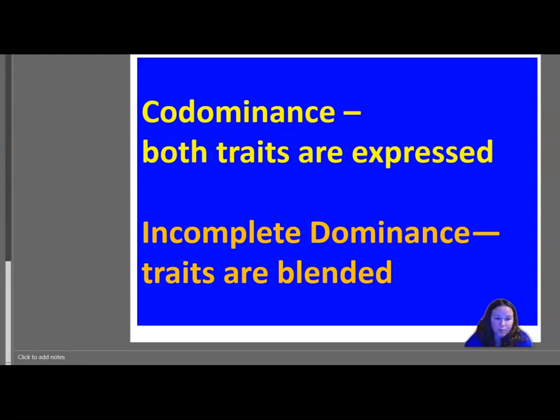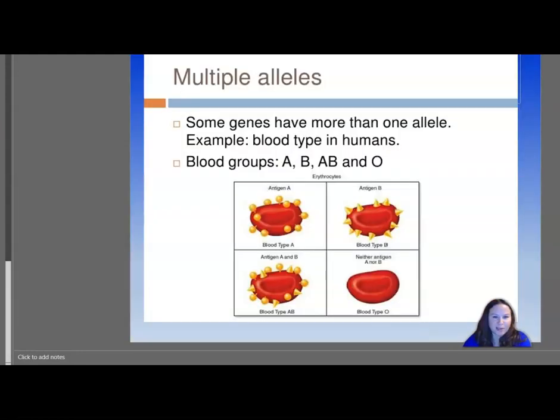And the best way to show this one is through the human ABO blood types. With the ABO blood types, we have a few things going on here that are really interesting. O is still recessive. So O falls under the old rules with complete dominance, that A and B are actually completely dominant over the O, and O is recessive.